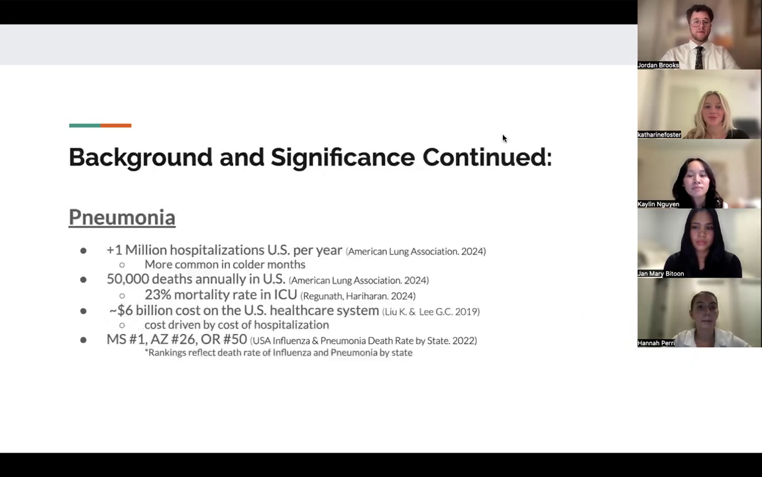But Petra came to the hospital for some shortness of breath, and that x-ray found that she has pneumonia. There's over 1 million cases of pneumonia every year, mostly in those colder months, and it results in 50,000 deaths annually, with a 23% mortality rate in the ICU. It's a $6 billion cost in the U.S. healthcare system, and that's mostly driven by the cost of hospitalization. Right now, Arizona ranks 26th in pneumonia and influenza deaths, as shown there by the USA influenza and pneumonia death rate of 2022. So now we're going to talk about psychological impact on the patient, family, the community, and the population.